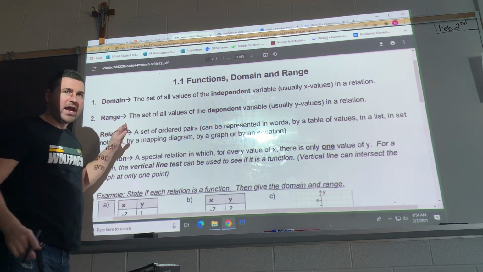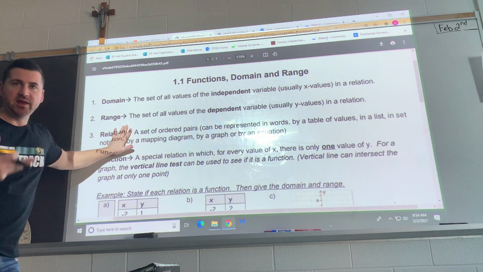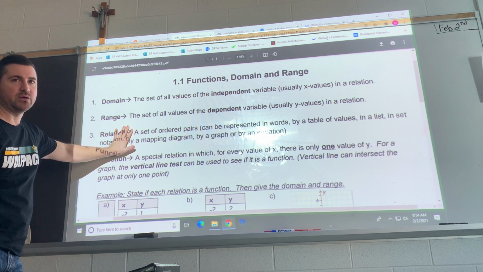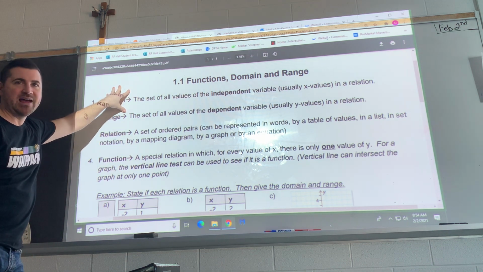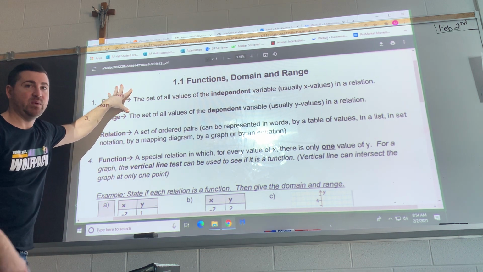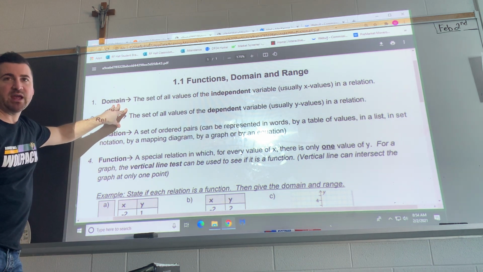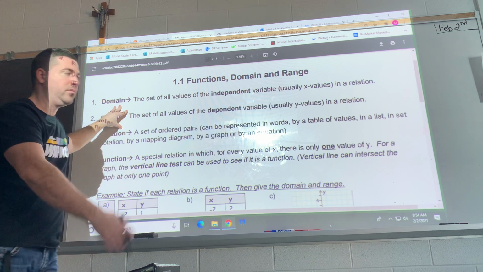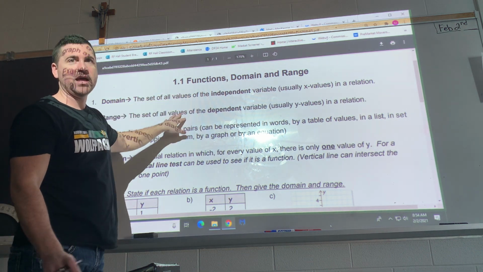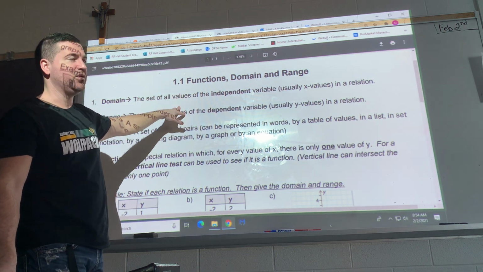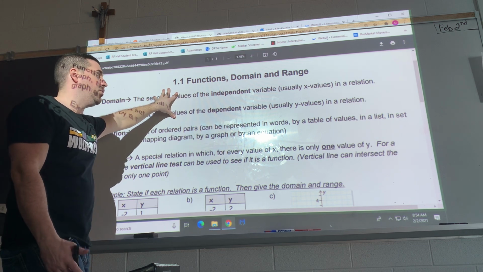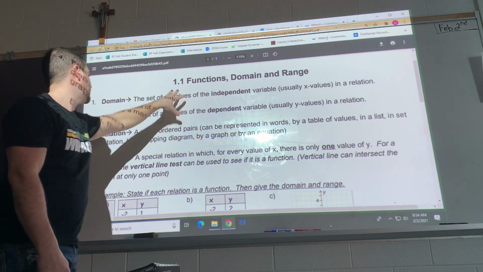Then we have the range. The range is the same thing, except for our y values. So domain is what x values can we have, if we can't have all of them. And the range is what y values can we have, if we can't have all of them. I'll go through how to write them out again with you guys, because you most likely forget how to do that.